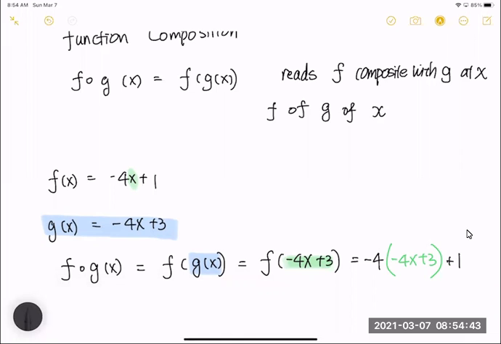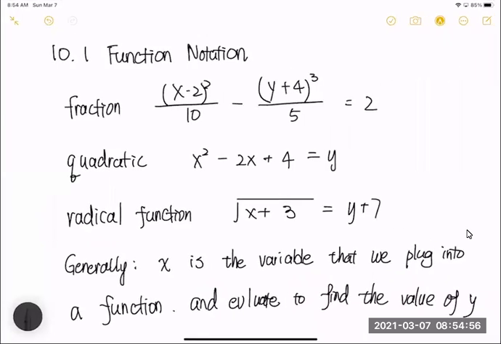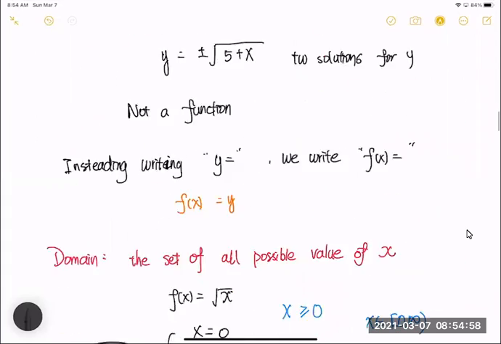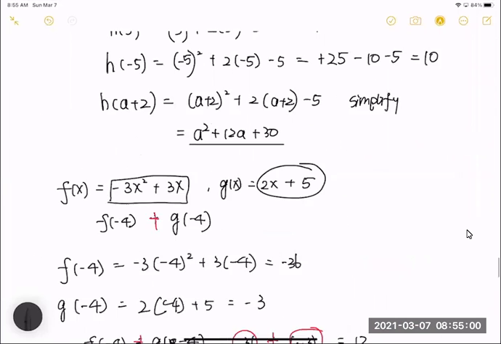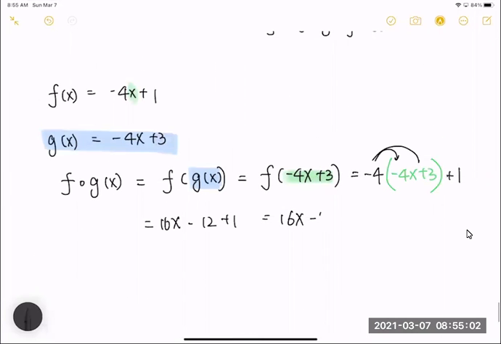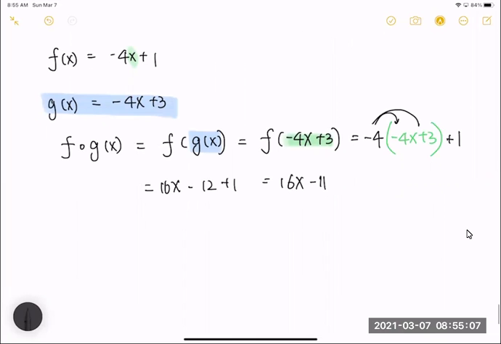And then we simplify it. We distribute the negative 4 inside. I have positive 16x and then minus 12 at 1. This equals 16x minus, oops, sorry, minus 11.